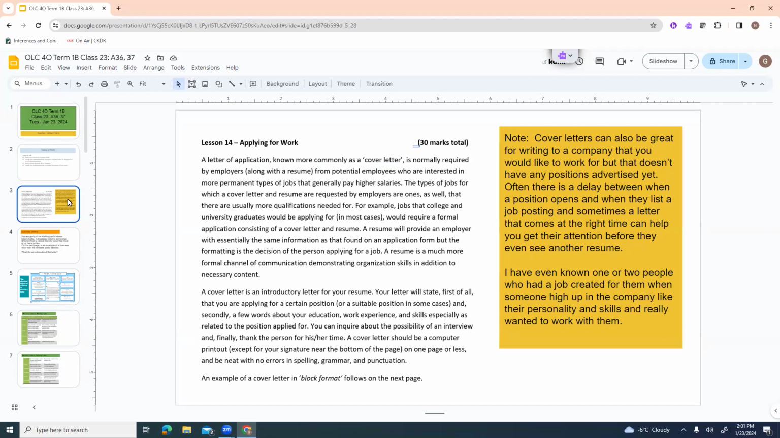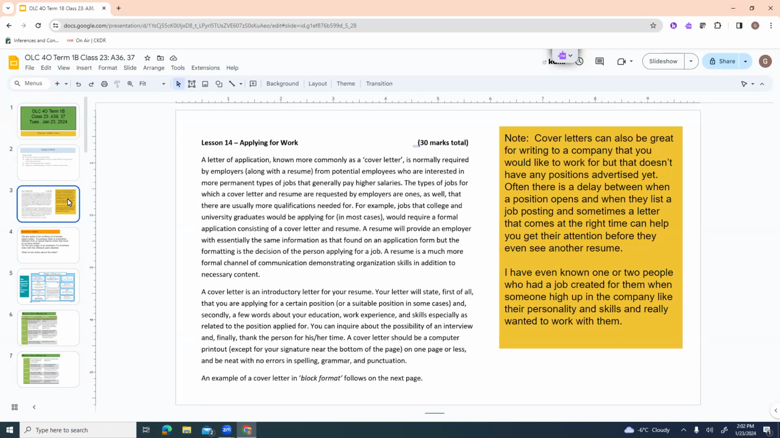A letter of application, known more commonly as a cover letter, is normally required by employers, along with a resume, from potential employees who are interested in more permanent types of jobs that generally pay higher salaries. That isn't 100%, by the way. A lot of times, though, for like cashier or minimum wage jobs, the store may have just an application form you fill out. They don't really need a resume.